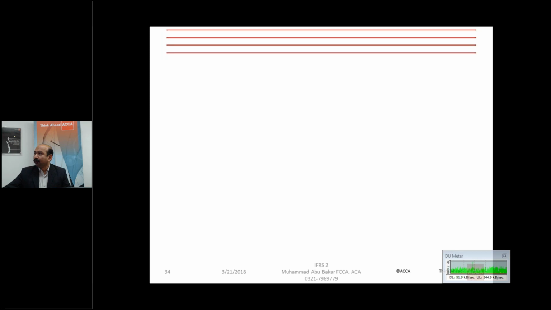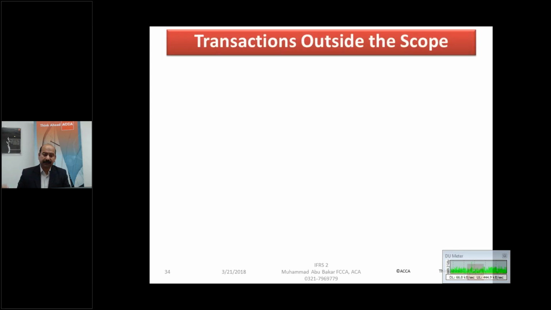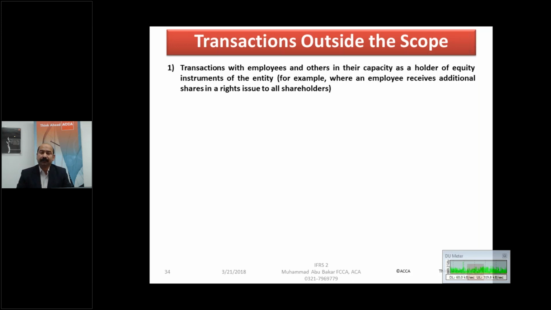Okay, this was our basic discussion. Then there are points which we should keep in mind while learning about International Financial Reporting Standard 2. There are certain transactions which apparently seem within the scope of this standard, but in fact they are not in the scope of this standard. Other standards will be applicable to those transactions.